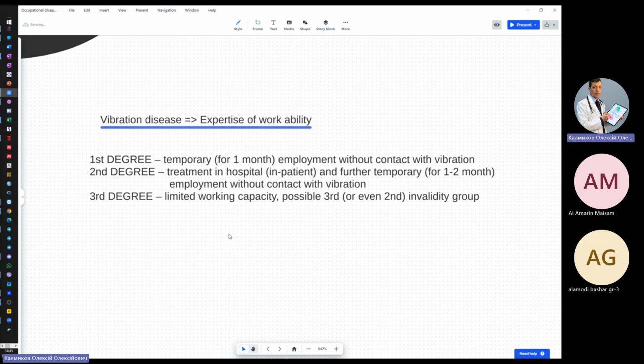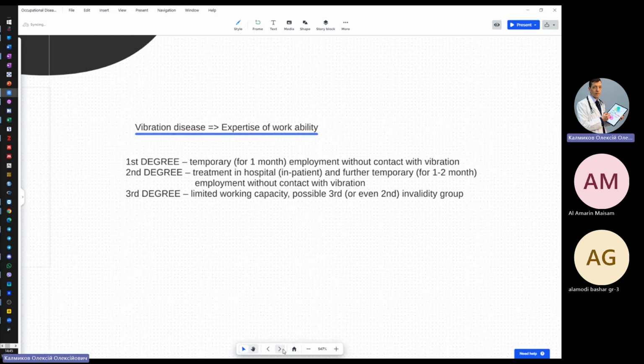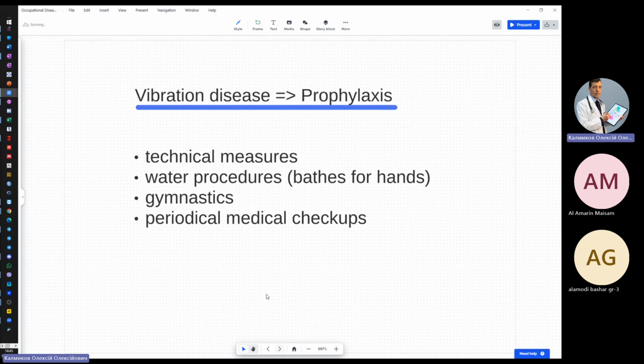That's good news. So as far as I see, we are going to finish already this first topic of today's lecture, and the second one will be for your independent study. All the variety of occupational diseases caused by physical agents, with focus on this vibration disease we have discussed, and occupational deafness.